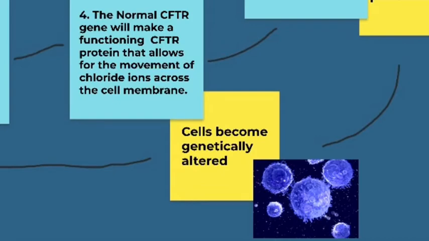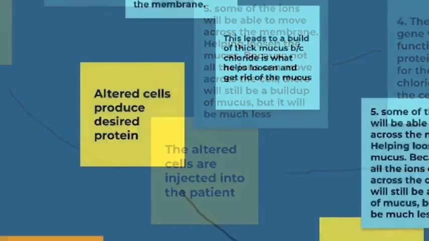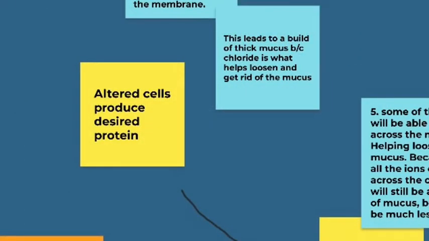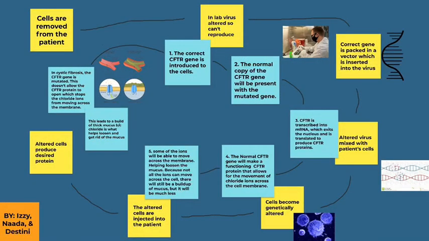In the 5th step, the cells start to become genetically altered. Next, the altered cells are injected back into the patient. In the last step, the altered cells will allow for the desired proteins to be produced. Next, Nada will explain the steps of gene therapy with treatment of cystic fibrosis.